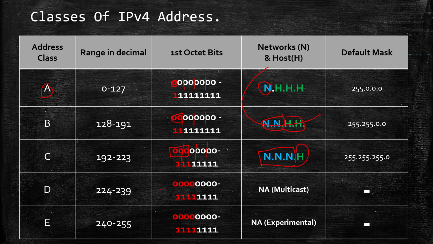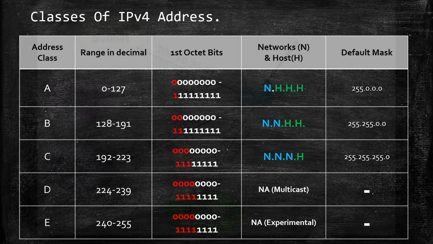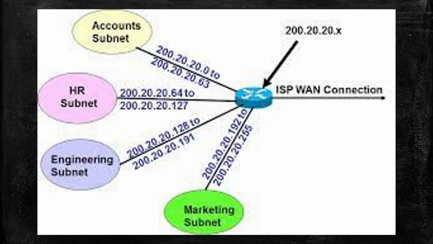We can see 255.255.255.0. Come to D and E. The range is 224 to 239. Class D is used for multicasting, and class E is experimental. Come to the next. This is a simple picture on your screen.